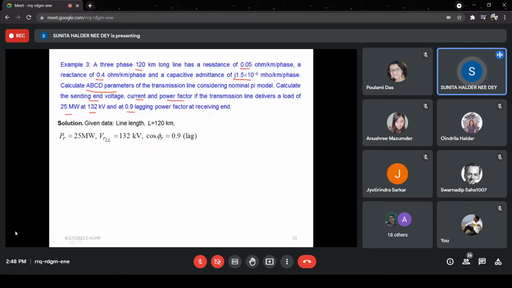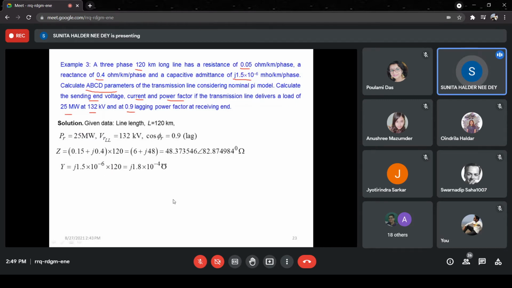From the given parameters, we can calculate the total impedance of the line. So resistance plus j into reactance into length of the line, and we can convert it into polar form. You can calculate either in rectangular form or polar form, whatever you are comfortable with, but you must learn to use the calculator. Then Y is this one, so we can calculate the total Y of the line.